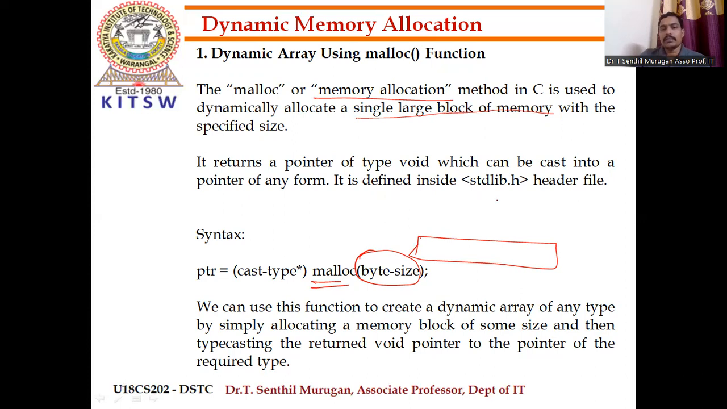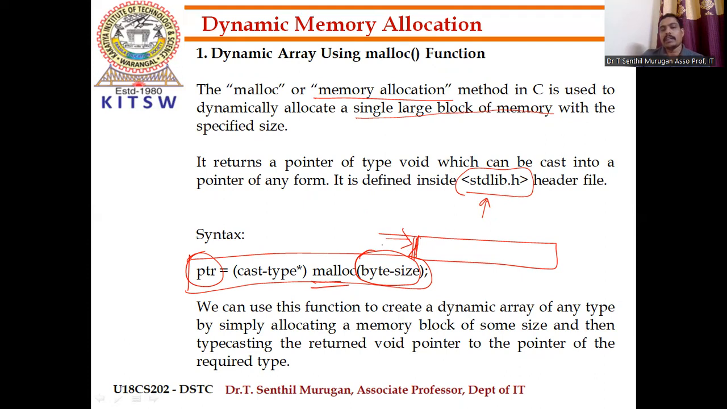Whenever we are using dynamic memory allocation, we must include the standard library header file. If we include it, then only these functions will work without error. So this is the syntax for the malloc function. We have to create one pointer. Why? If the memory is allocated, we don't know where it is allocated, so we need the pointer to point to the first location of the created memory.